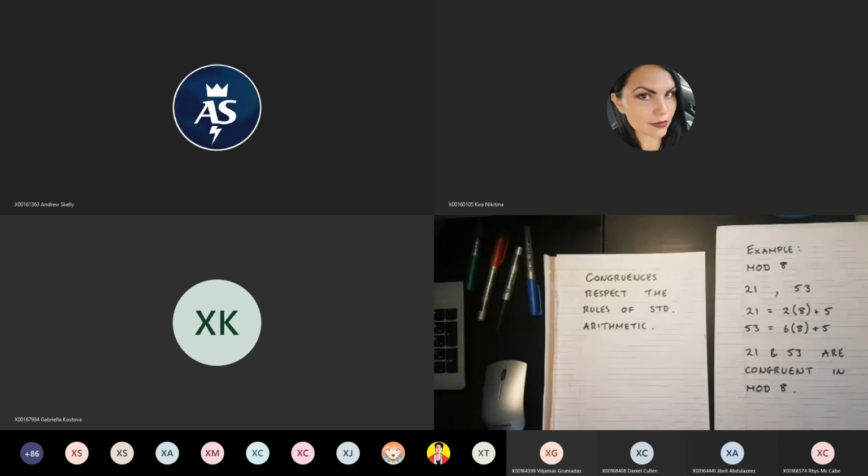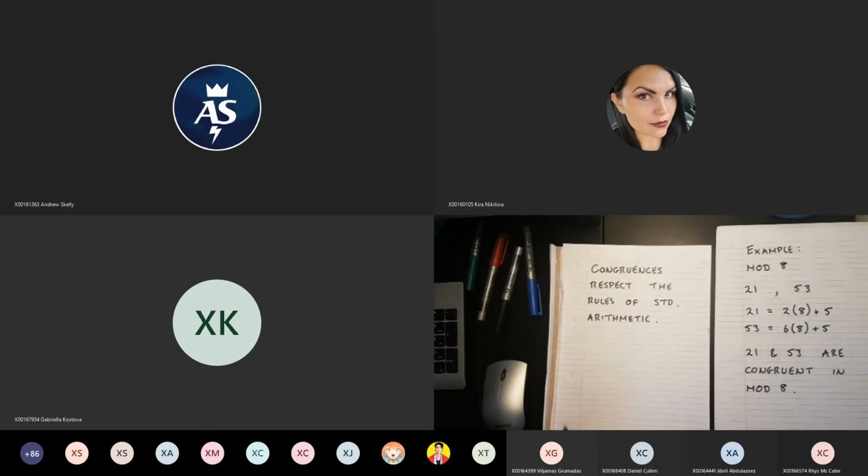What do I mean by that? What do I mean by saying congruences respect the rules of standard arithmetic? Well, I want you to consider an example here. We'll work in mod 7 again. 7 is an example that I'll pick quite a lot because 7 is small enough that everyone can see what's going on, but big enough to be a bit more interesting than 2 or 3.